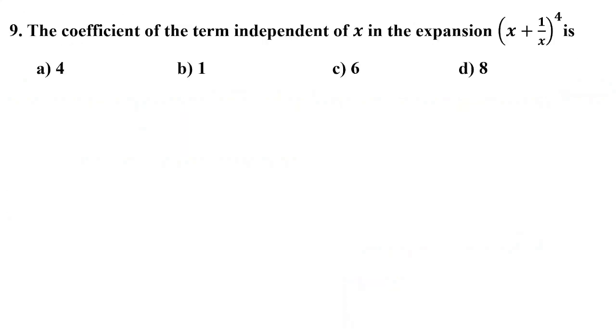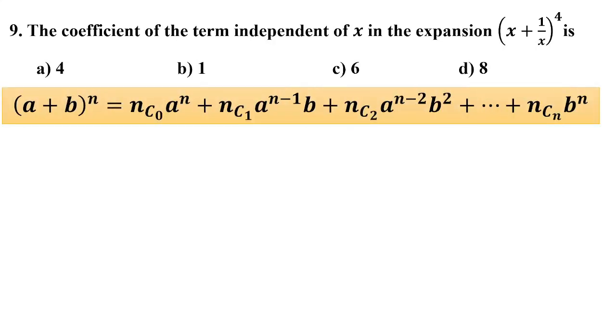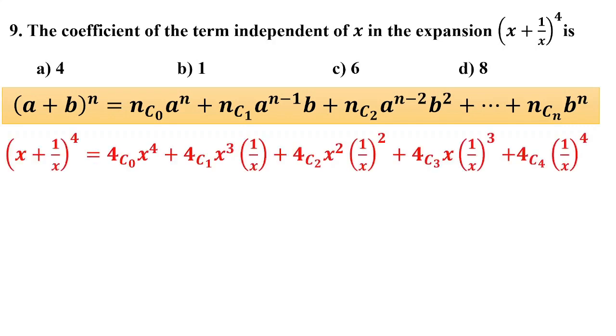Question number 9. Let us move on to question number 9. The coefficient of the term independent of x in the expansion of x plus 1 by x whole power 4 is. Let us recollect the binomial expansion formula, a plus b whole power n. Using that, x plus 1 by x whole power 4 is 4c0 x power 4, plus 4c1 x cube into 1 by x, plus 4c2 x square into 1 by x whole square, plus 4c3 into x into 1 by x whole cube, plus 4c4 into 1 by x whole power 4.